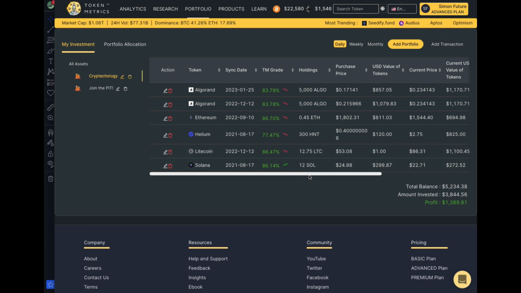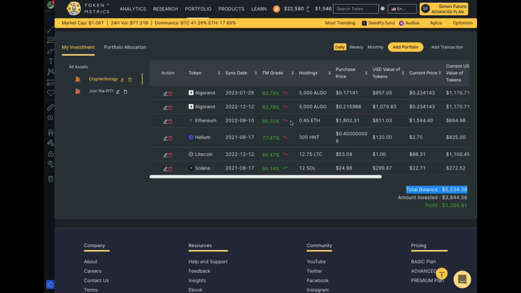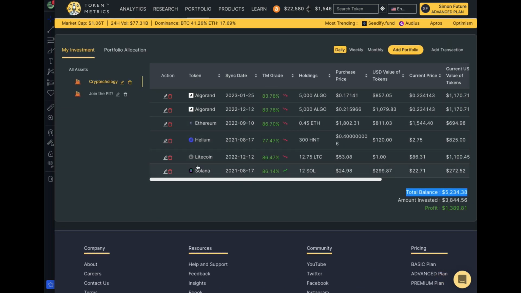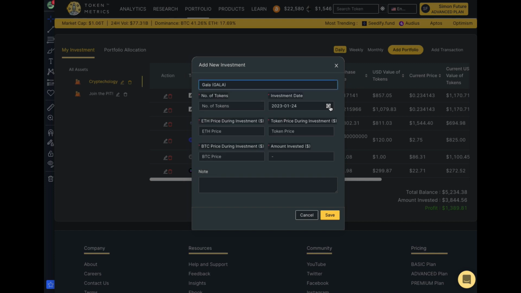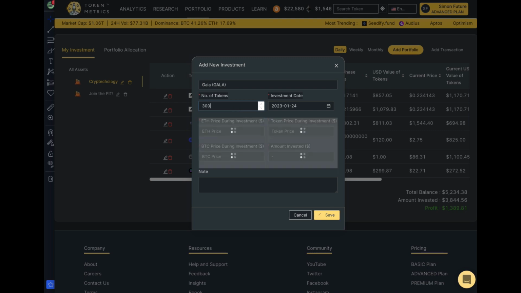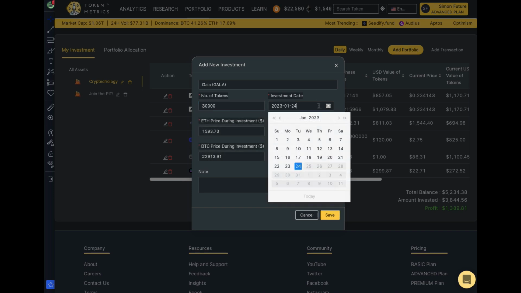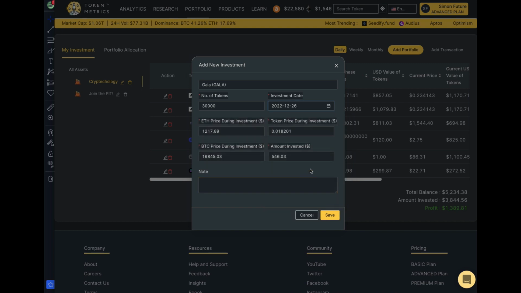So we'll see. As of right now, oh, Gala. We have to update Gala. I don't see Gala though. Why? Well, let me just add. So Gala, we got in at 1 cent. How much did we get? I know 30,000, maybe, or something like that. Was it around that Christmas time frame? Yeah. Okay, and this was the second buy.